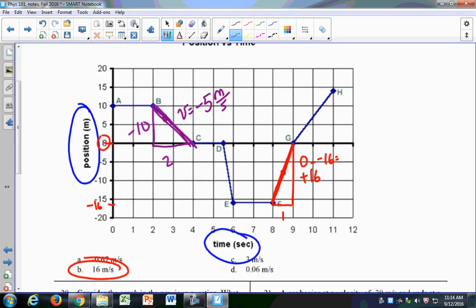Okay? Again, if this was a velocity versus time graph, it would be much different. If I asked the velocity at, say, t equals 5.5 seconds, or 6 seconds, it would just be minus 16. Be careful with that. Usually you're going to be finding the slope or the area, but not always. Okay, Lee? Good.